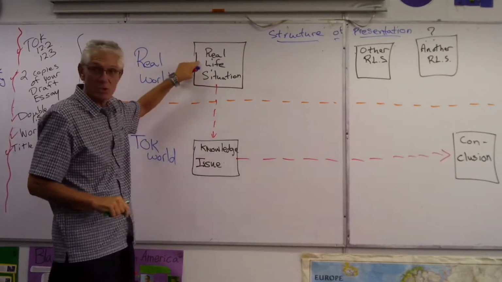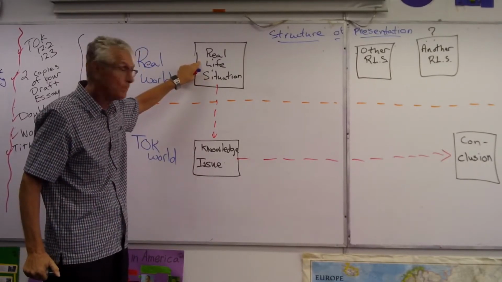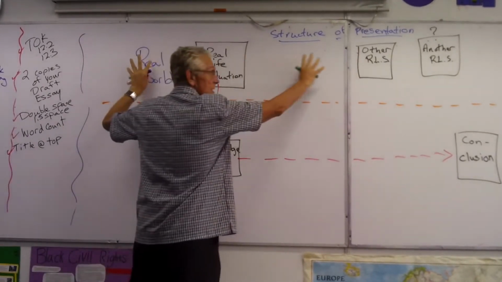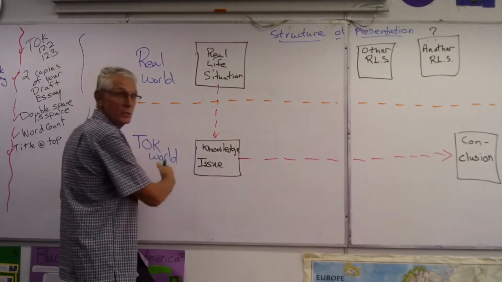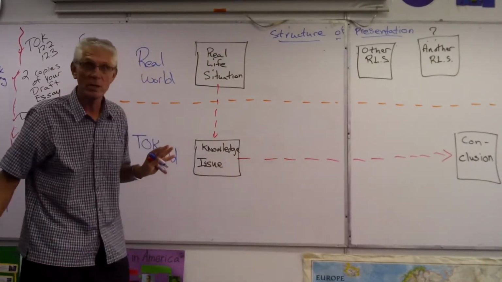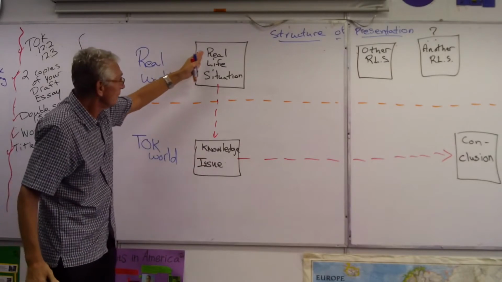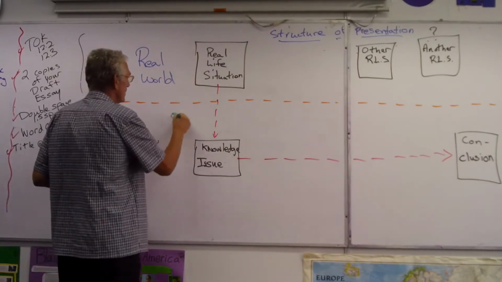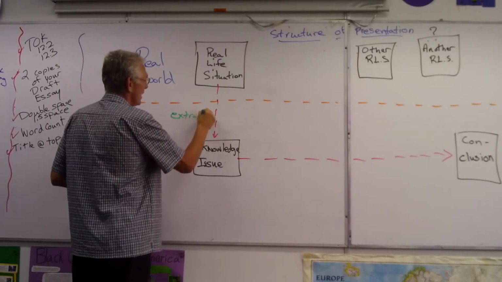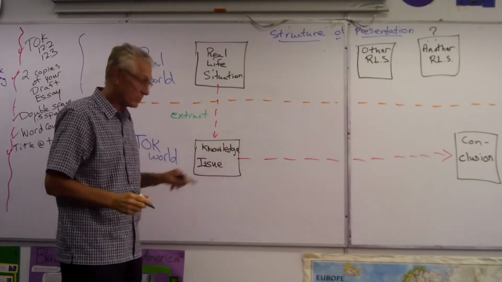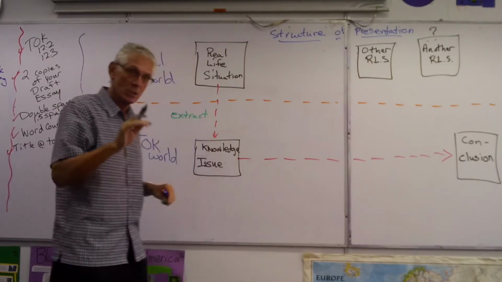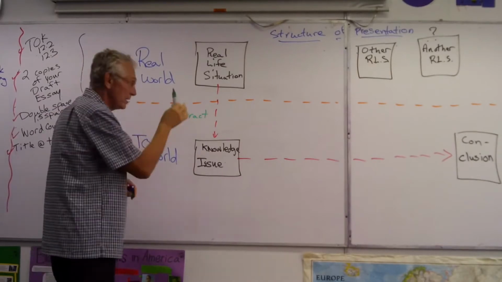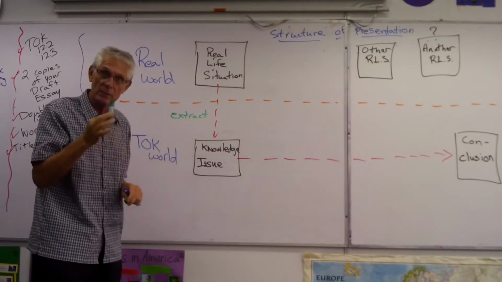The TOK essay starts with a real-life situation, in the real world, which is up here, as opposed to the TOK world, which we all know is unreal. From a real-life situation, we're going to extract a KI, a knowledge issue. So this is criteria A on your marking. It should be easy money if you do this well.